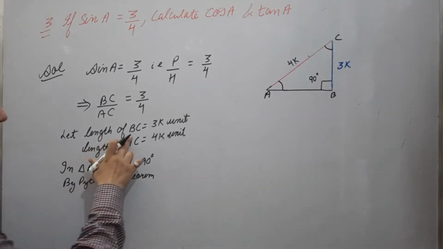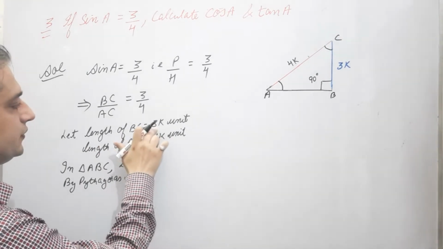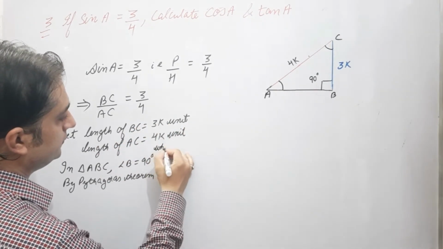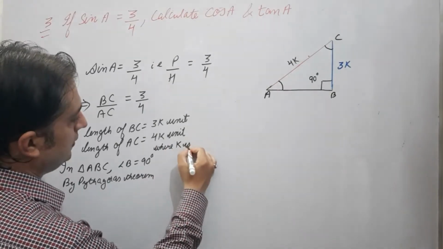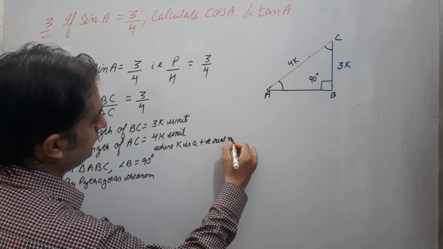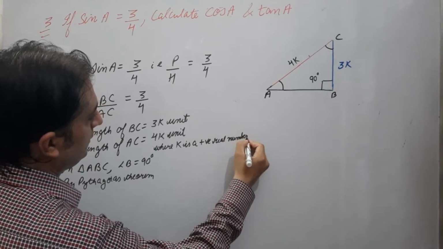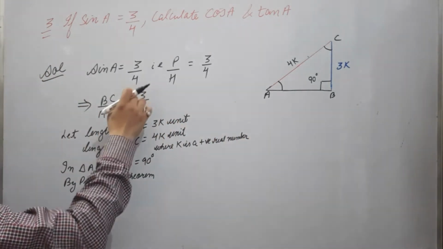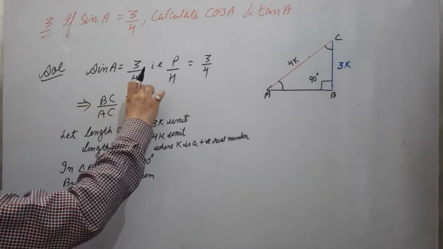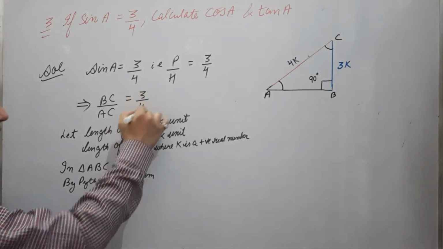yes, one thing more, here k, which we have written over here, that k is a positive real number, by which we cancelled and reduced our sides to the lowest form, that is 3/4.